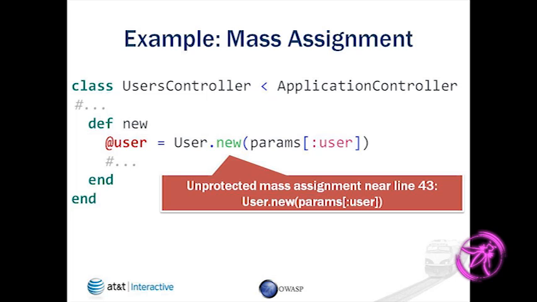So now we have a tool that will... If you use attr_accessible, then you will not get this warning. And if you disabled mass assignment, you will also not get this warning. So now we have the tool that's giving us the warnings, but we're still running it manually.